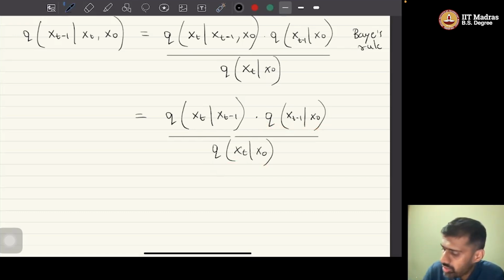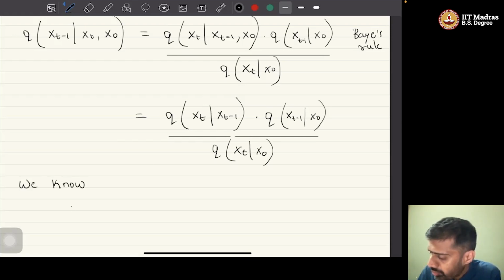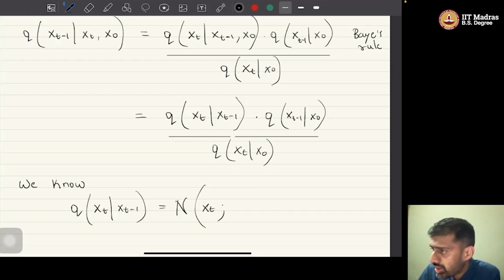So we know q of xt given xt minus 1. How? Because by definition, we have defined this to be a normal distribution with mean being equal to, what was the definition? Was it root of alpha t times xt minus 1, and the variance was 1 minus alpha t times the identity, right? This we know, okay.